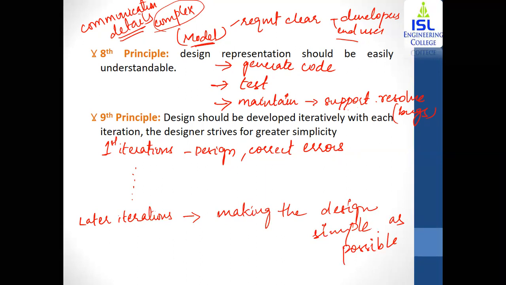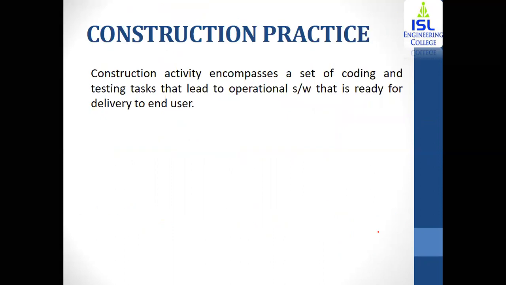So these are the 9 principles of design. Now going on to the next part, that is the construction practices. Now within this, construction is encompassed of coding and testing. Within the code, you can either write the code manually or you can use automatic generation tools to generate the software, or automatic code generation and executable files.